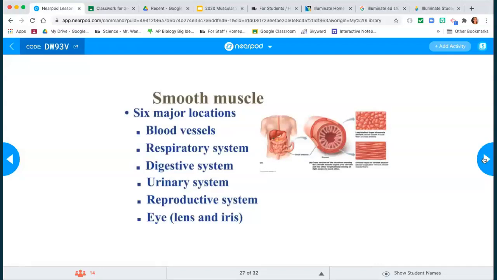You can probably guess that it's found in most of your body systems. It lines hollow organs. Many of our tubes and sac-like structures, the stomach, the intestines, they have smooth muscle, as well as your eyes, like what's regulating your pupil size when it's light or dark, that's going to be smooth muscle as well. But what I want you to really notice is how it's laid out.